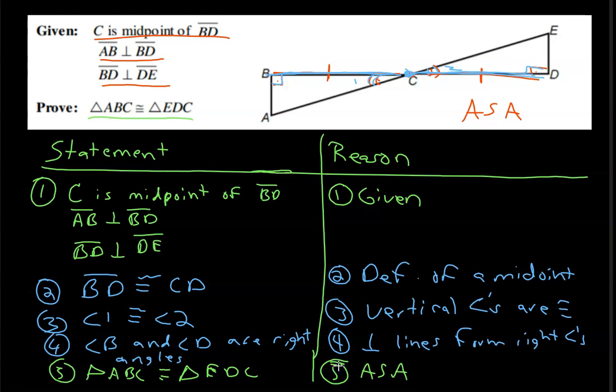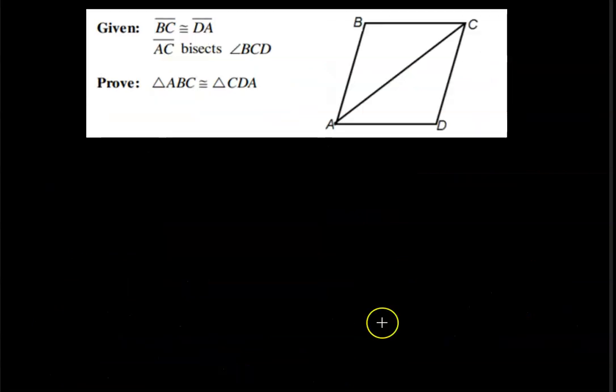All right, let's do another one. I'll copy that as a note. Let's try another. All right, so we got another picture. In this picture, they told me that BC is congruent to DA. Let's show that. BC, DA are congruent.